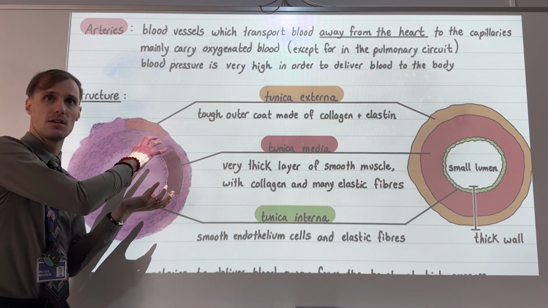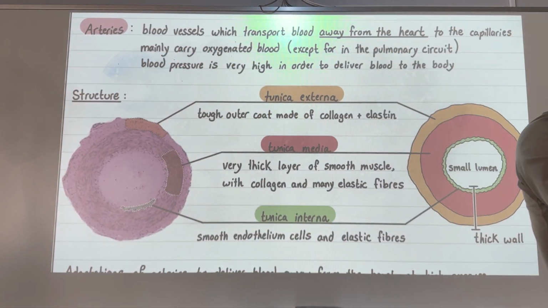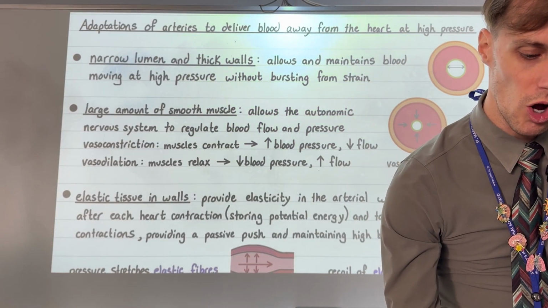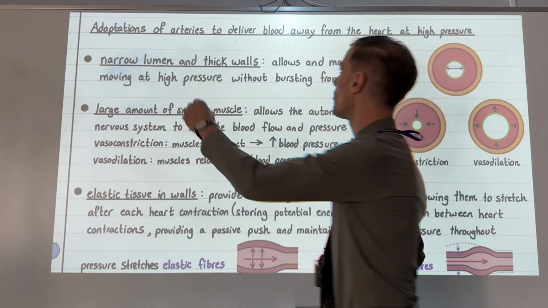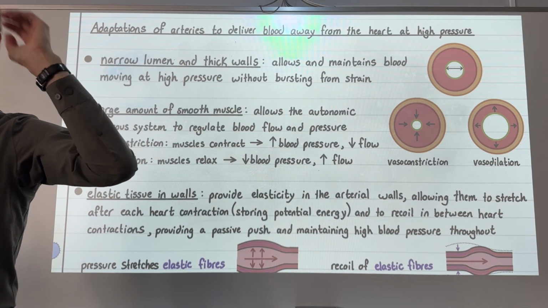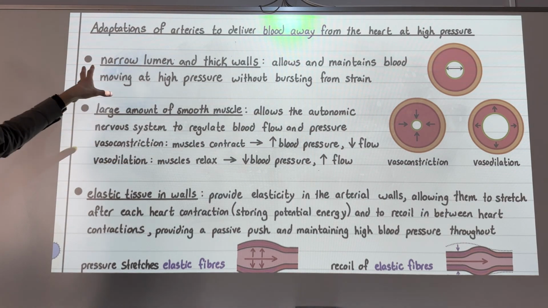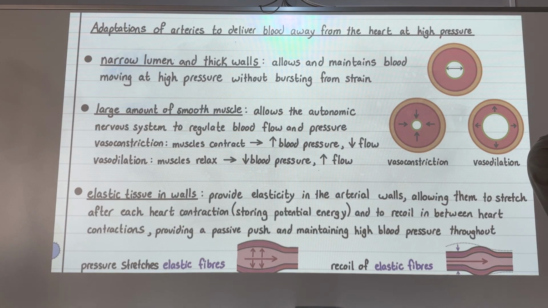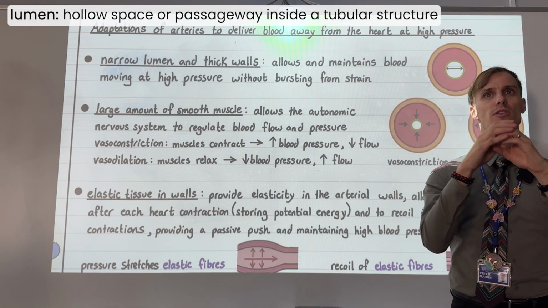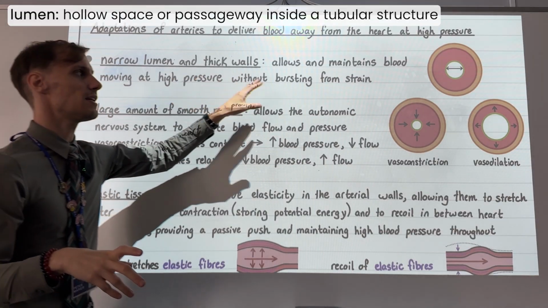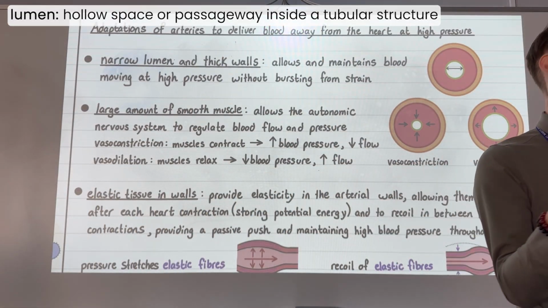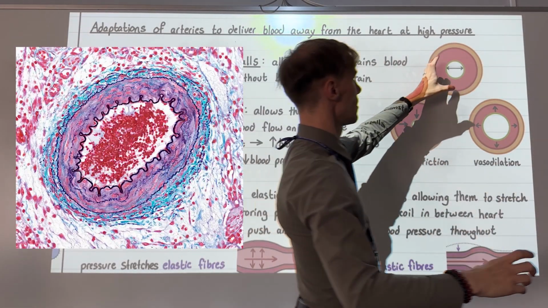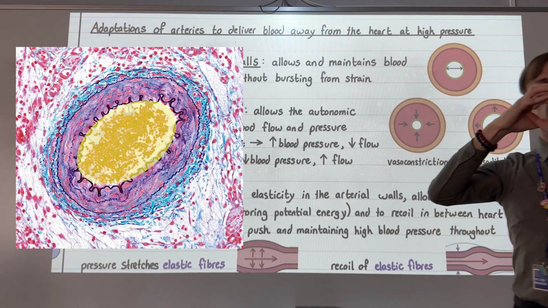Why does this contribute to its high pressure? What adaptations does an artery have for its function? So all of these adaptations that we're going to talk about all have to do with delivering blood away from the heart at high pressure. So the first one is you'll notice that the inside of the vessel has a very small lumen. The lumen is a term that we'll use for the inside of a structure. So you'll be seeing this term a lot in physiology or anatomy, where lumen refers to the inside of something. So if you look at an artery, the lumen is actually quite small.